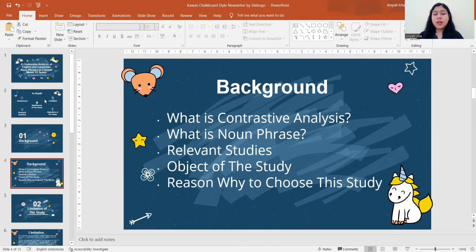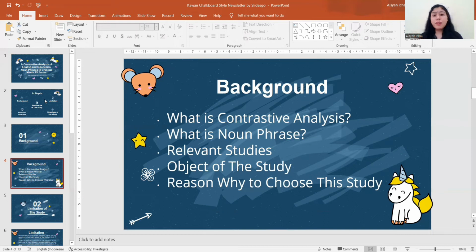So first is contrastive analysis. Contrastive analysis is analysis to find the contrast. It could be the differences or the similarities between two languages. Okay, so noun phrase. Noun phrase is a group of words that does not contain subject or predicate, and it is formed from two or more words, and then it contains a noun and modifiers.